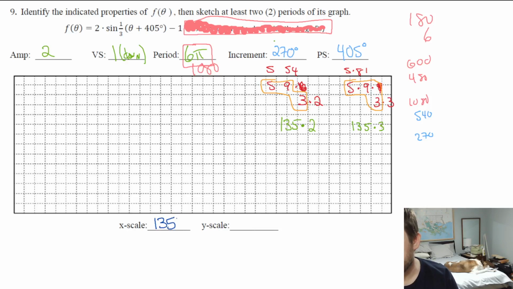We're going to go by 135 degrees at a time, and then our phase shift will be 3 units, and our increment will be 2. And that hopefully makes sense. Our y scale, mercifully, is we just get to go by ones. I don't think anybody cares about this anyway, honestly. I think you guys are good at this part.